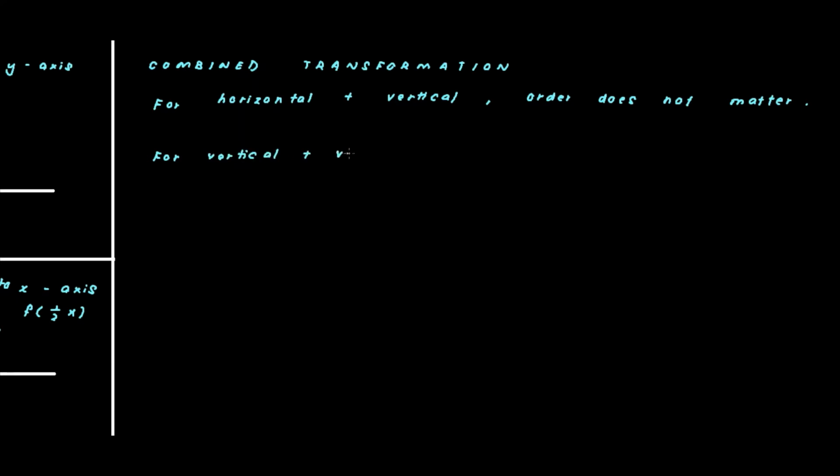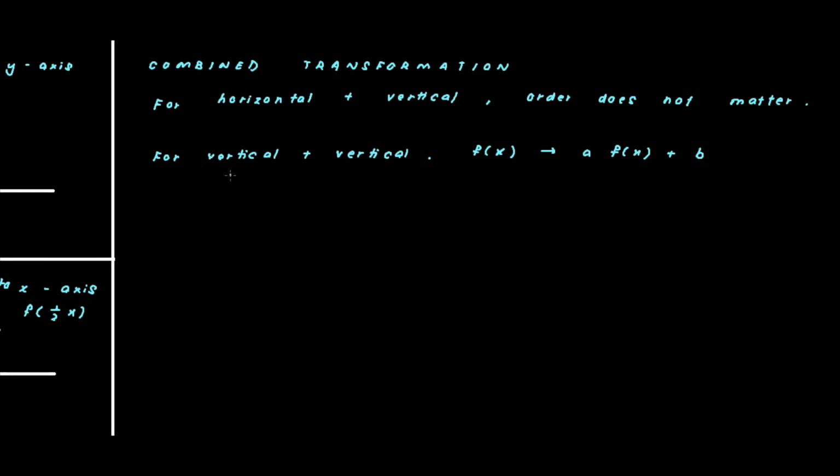Okay, so for a vertical combined with a vertical one, let's say you have f of x become af(x) plus b. In this case, you will realize that there are two transformations that happen here: a stretch parallel to the y-axis and a translation, meaning moving upwards by b units, correct? So in this case, what do you think happened first? Translation first or stretching first?